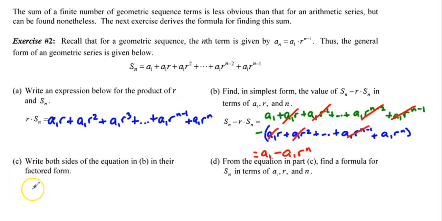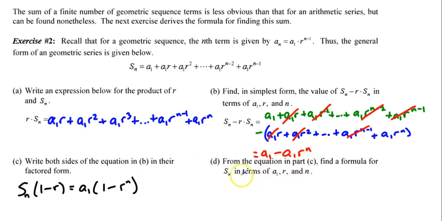Write both sides in their factored form. On the left side, I see a common factor of s sub n, so factor out s sub n. That'd be a 1 minus r. And on the right side, I've factored out a sub 1, giving a sub 1 times 1 minus r to the n.